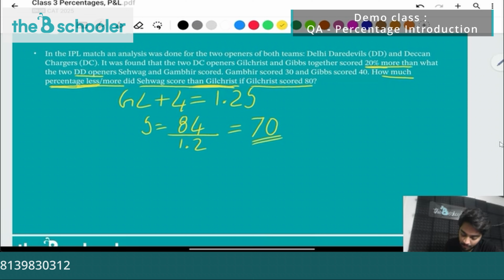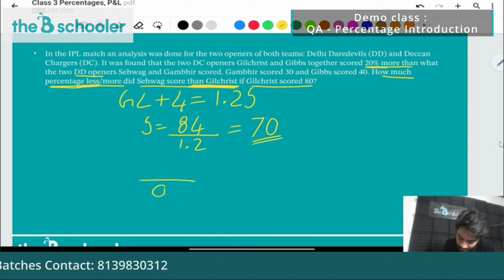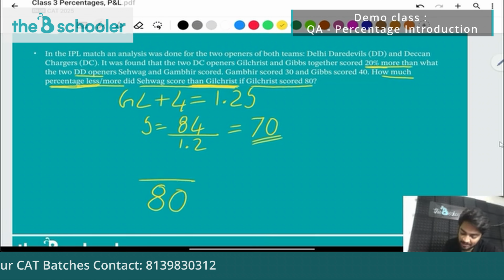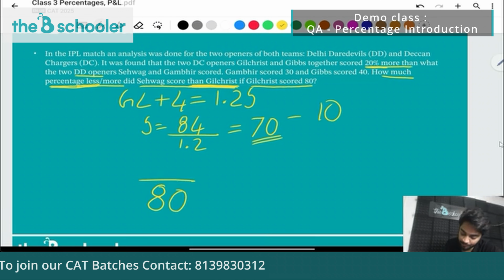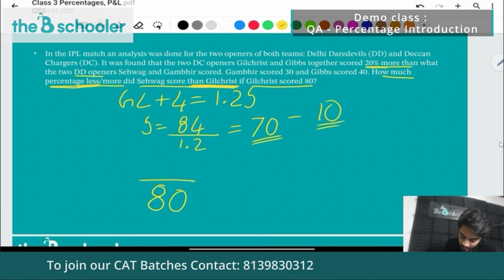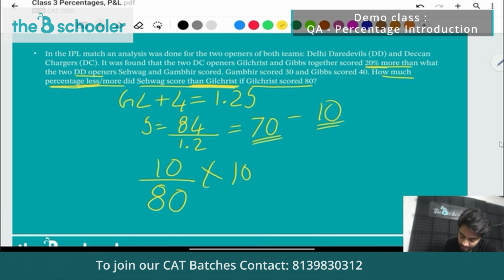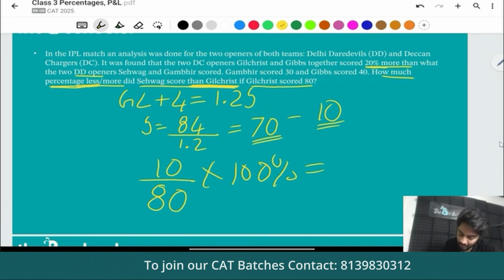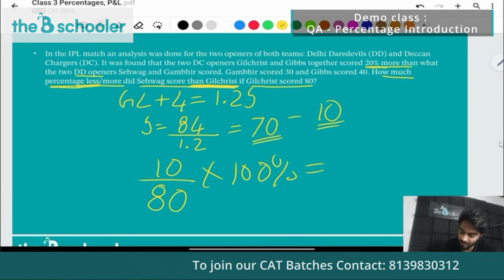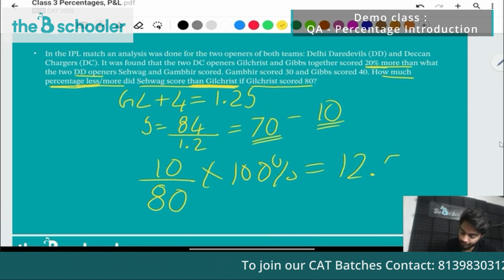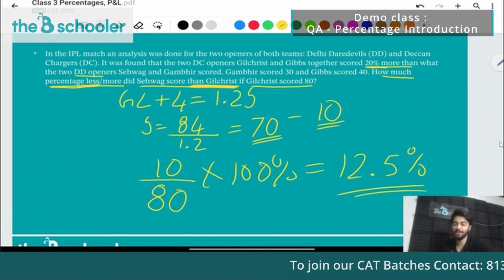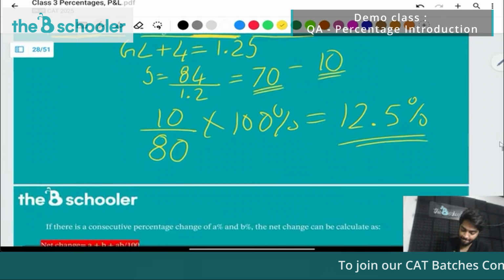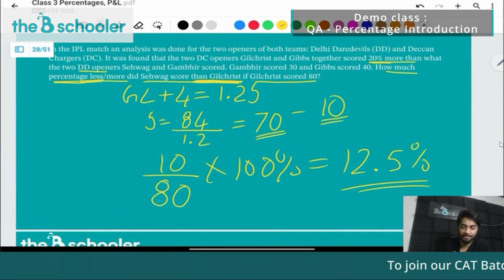Since it is than Gilchrist, the comparison is based on Gilchrist score. That means Gilchrist score has to be in the denominator, which is 80. And how much has he scored less than Gilchrist? 10 runs. Gilchrist 80, Sehwag 70. So 10 by 80 into 100 percentage, which is equal to 1 by 8. 1 by 8 in percentages is 12.5 percentage. Clear? Okay.